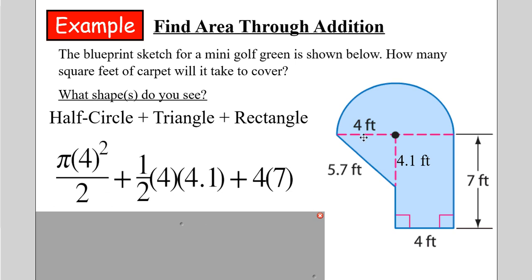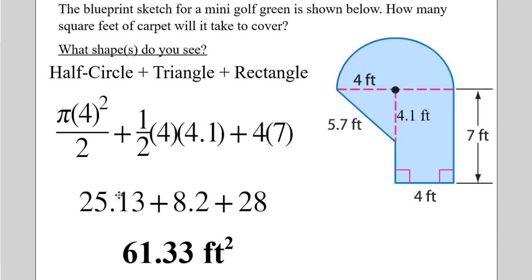Half of the circle. So the circle has a radius of 4. So pi times the radius squared, 4 squared, divided by 2. The triangle here is 1/2, its base is 4 and its height is 4.1 as shown. The rectangle here, its base is 4 and its height is 7. So length times width, 4 times 7. And then I just run it.